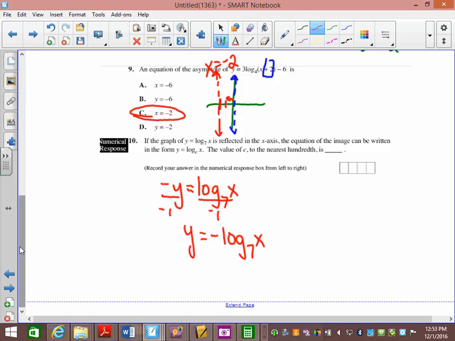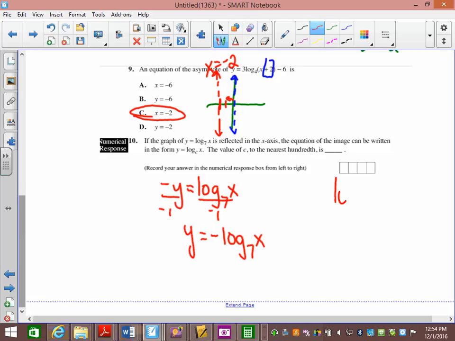The equation of the image can be written in the form y equals log cx. And you're like, c is 7, but there's no negative. Oh my gosh, what is happening? Okay? Bear with me.